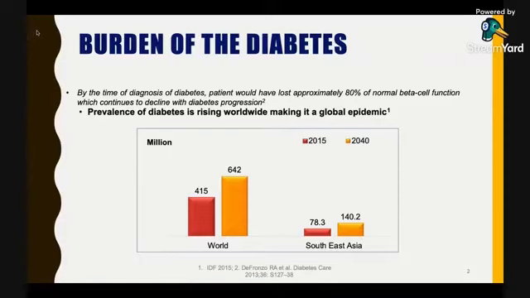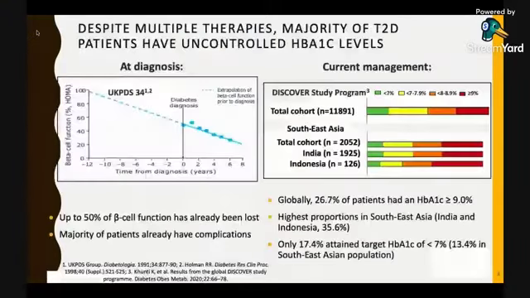And despite multiple therapies, the majority of type 2 diabetes patients have uncontrolled HbA1c levels. If we look at this DISCOVER study program, we see the Southeast Asia cohort, with India and Indonesia data, where less than 7% control, the green bar, is extremely small. Most of the patients are in the red zone, which is more than 9% HbA1c. And even in the brackets between 7 to 7.9% or 8 to 8.9%, that also contributes a great chunk of our patients.